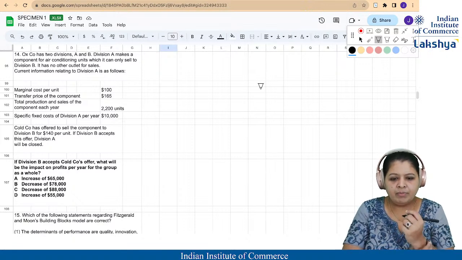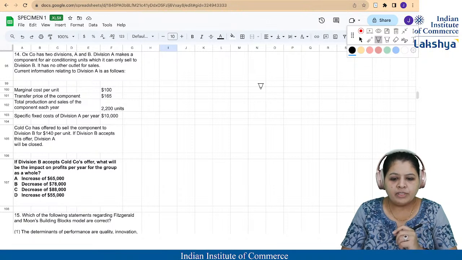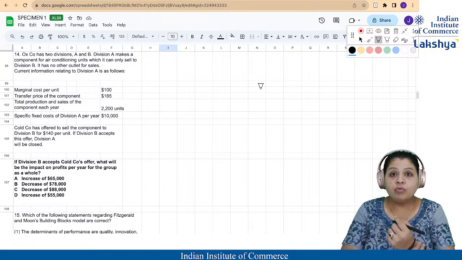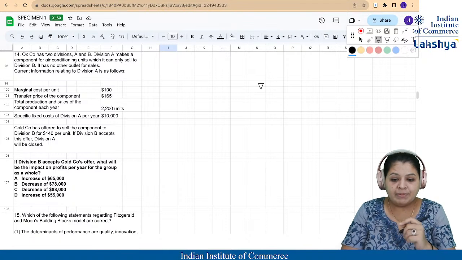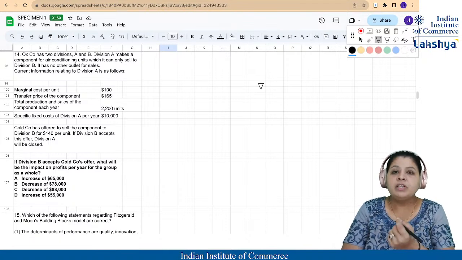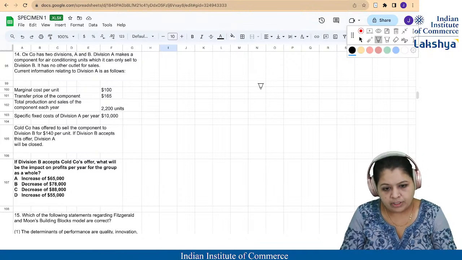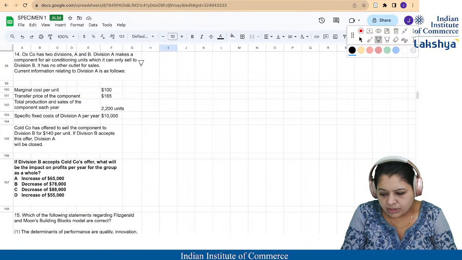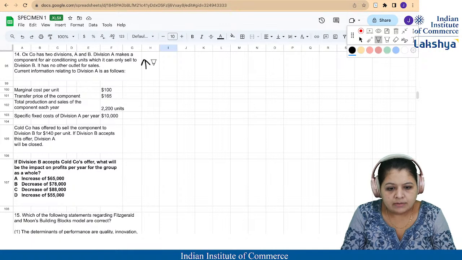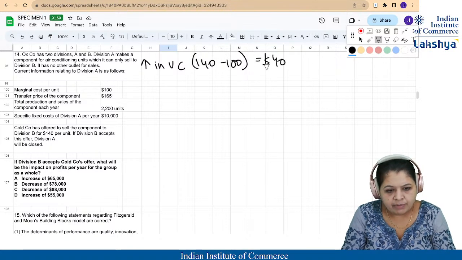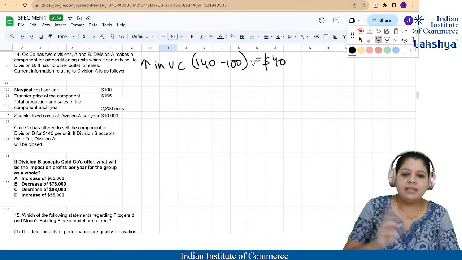So let's see how we can improve this. Coal company has offered to sell the component to Division B for 140 per unit. If Division B accepts this offer, Division A will be closed. That means they don't need to look for anyone else to buy those things from them, right? So this is where you find out your variable cost increase, which is going to be 140 minus 100. So there is an increase of $40 in the variable cost if you end up selling it internally only, right?